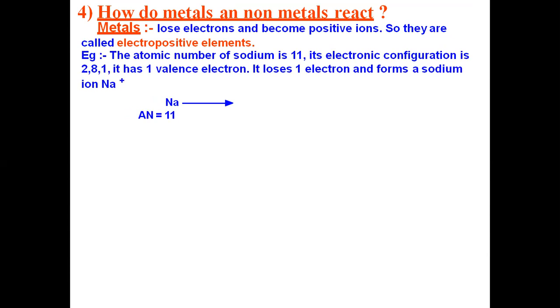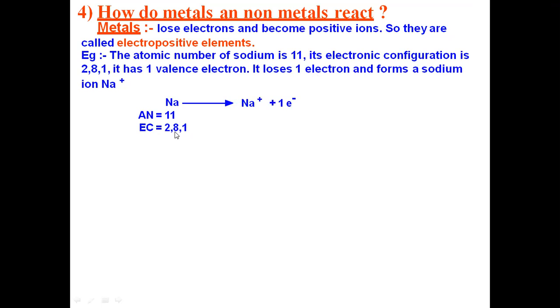In the L shell, the maximum number of electrons is 8, and in the M shell it is 18, correct? So the electron distribution takes place, and this sodium is ready to lose an electron. The configuration of sodium will be 2, 8, 1: 2 electrons in the K shell, 8 electrons in the L shell, 1 electron in the M shell. If it loses this 1 electron, the outermost shell contains 8 electrons.